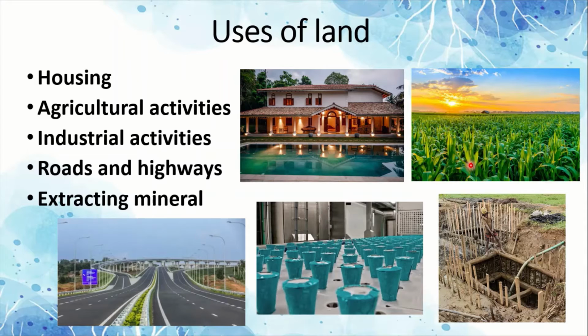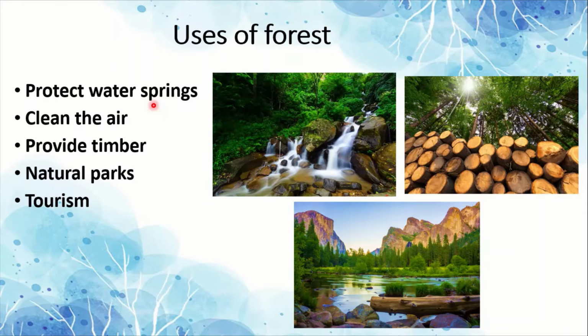Land is used to establish industrial zones and factories. It is used to build roads, highways, and railways. Here you can see a picture of highways. Land is essential for extracting minerals like gems and graphite.